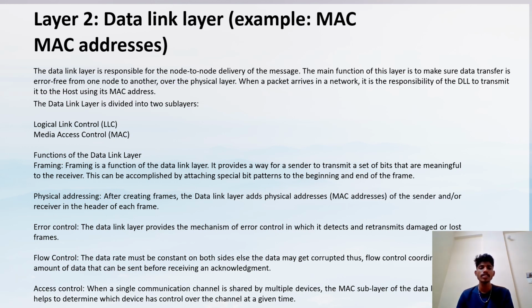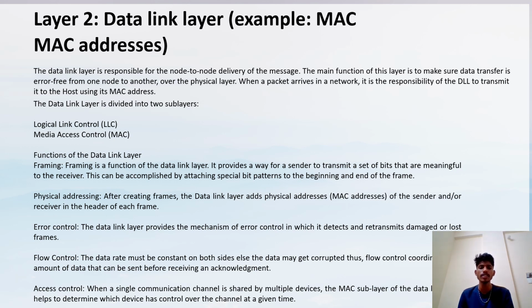Now let us see the functions of the data link layer: framing, physical addressing, error control, flow control, and access control. Now coming to framing. Framing is a function of the data link layer. It provides a way for a sender to transmit a set of bits that are meaningful to the receiver. This can be accomplished by attaching special bit patterns to the beginning and end of the frame.